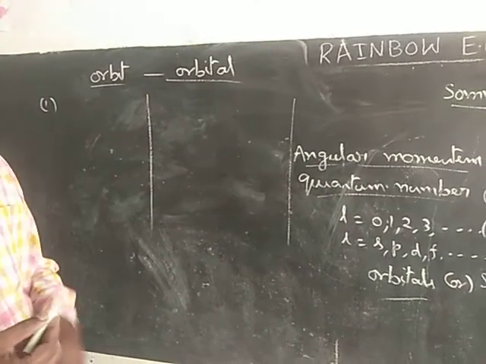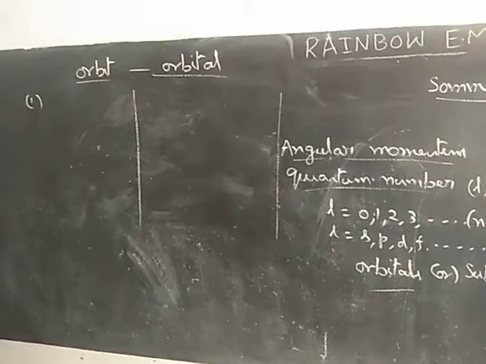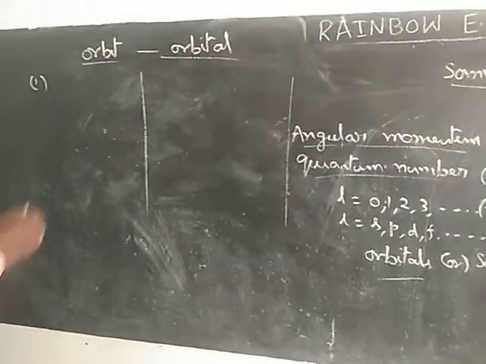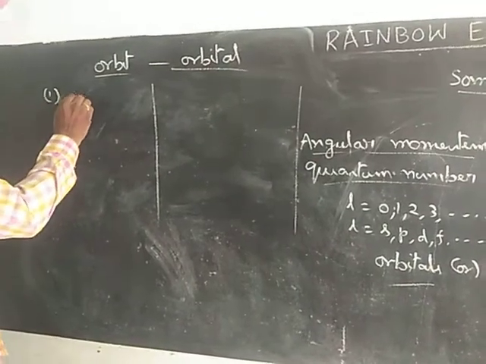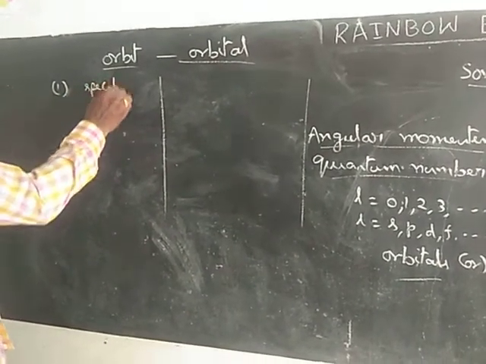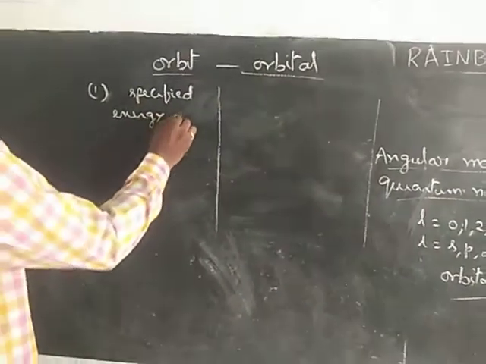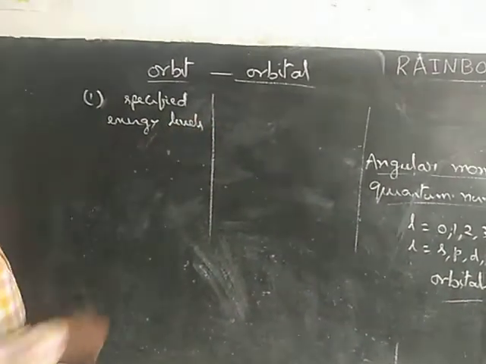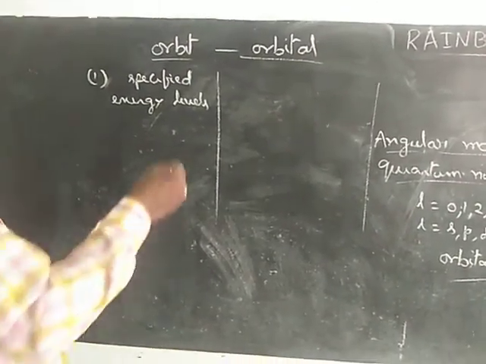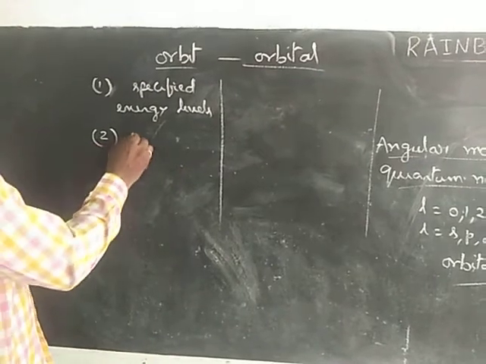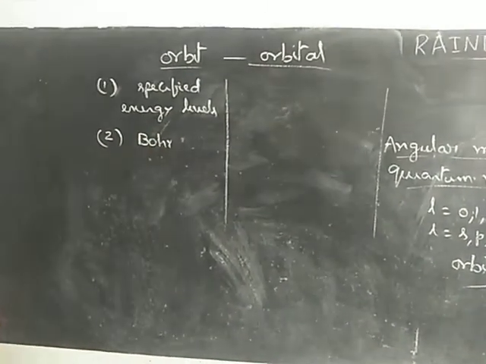according to Niels Bohr, electrons are revolving around the nucleus in specified energy levels. Those energy levels are called orbits. These specified energy levels are all called orbits or stationary orbits, as you already know. This was represented by the scientist Niels Bohr. The scientist Bohr proposed these orbits.